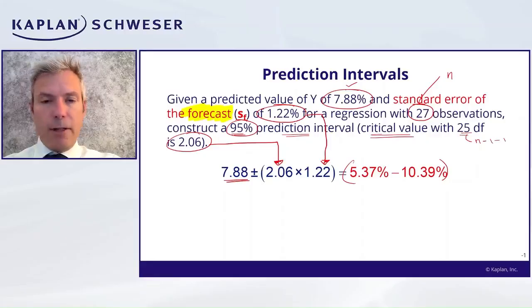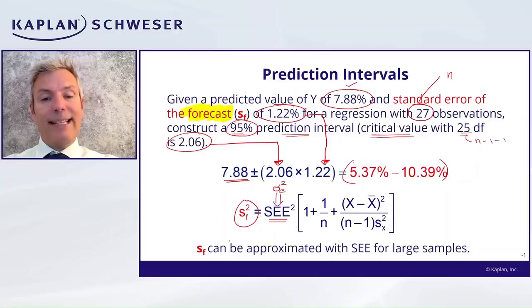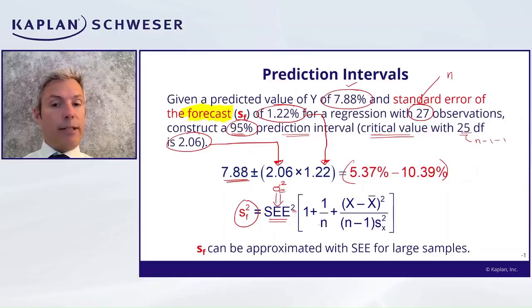Having said that, for what it's worth, the standard error of the forecast is derived as follows. The standard error of the forecast squared, so that's in variance terms, is your standard error of the estimate squared. So that is really the variance of the error term that you've got in your model, SEE, squared. And then you adjust it for 1 plus 1 over n. That's really punishing you if you haven't got a lot of data. 1 over n will be quite big if you haven't got a lot of data. If you have got a lot of data, that will dissipate to 0.